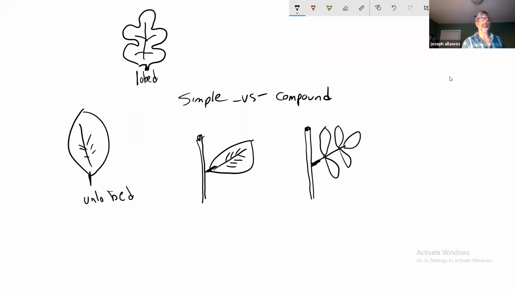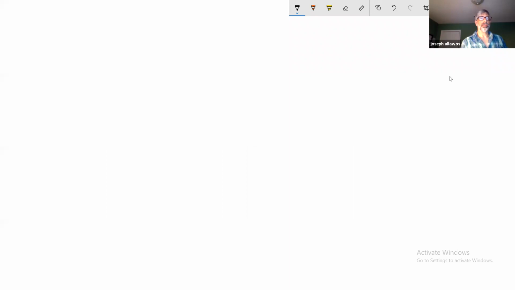So unlobed and lobed, simple and compound. We're gonna look at examples of these. There's one other one that we'll do real quick, and then we'll look at some actual leaves. The other one has to do with the veins of the leaf or the lobes of a compound leaf. It can go either way. You can have a leaf that is simple, like this.